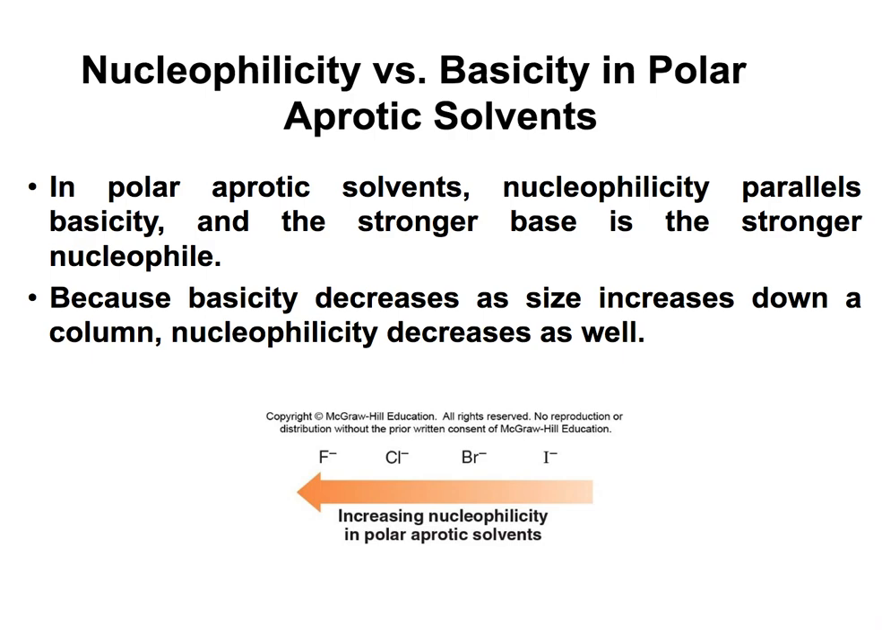So in polar aprotic solvents, where there are no hydrogens to be interacting with the fluorine, with the chlorine, with the Br, with the I, what happens is that the nucleophilicity goes side by side with basicity, which is what we usually expect, because the solvent is not actually interacting with each one of these ions.